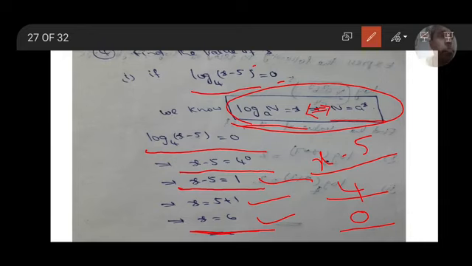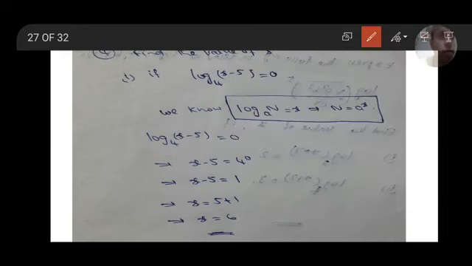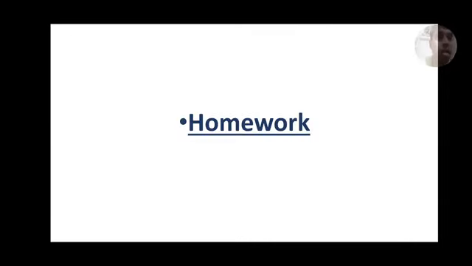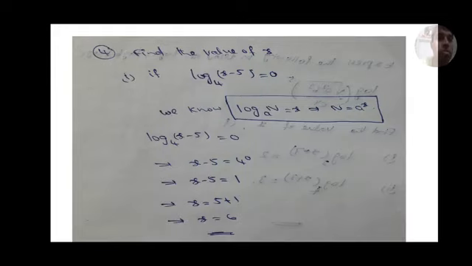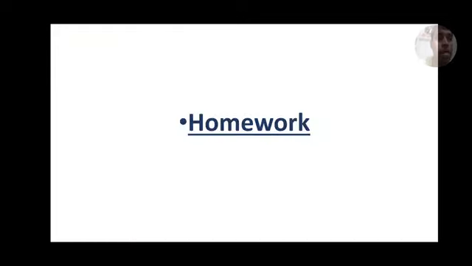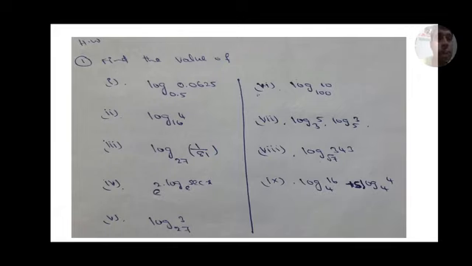Next problem. Let us move to the next problem. Okay, problems are over. And homework problems. Okay, these are the homework problems. Write down these 9 problems. Find the value of log of 0.0625 to the base 0.5. Second one, log 4 to the base 16. Third problem, log 1 by 81 to the base 27.